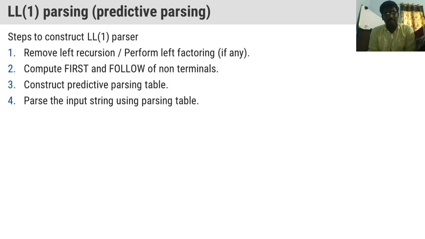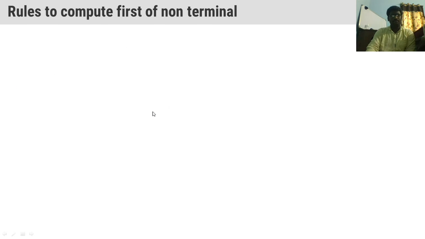Our third step is we will construct our predictive parsing table. Predictive means what? We have said the meaning of prediction, guessing. So a table will be predicted. That's why it is called the predictive parsing table. Based on the table only, we will verify the input string, whether it belongs to the given grammar or not.